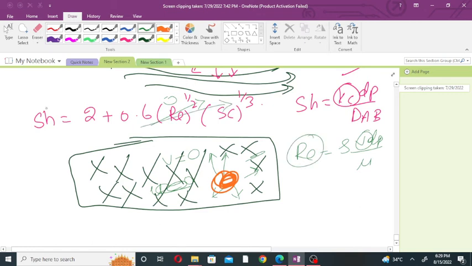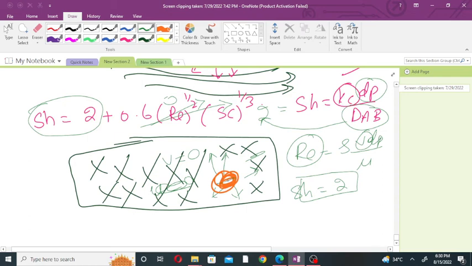In that case, the Sherwood number will be equal to 2. Once you determine the Sherwood number, which is 2, multiply this with the diffusivity of A and B, and divide by the diameter of the particle, suppose it is 1, so you will get the mass transfer coefficient. So put the mass transfer coefficient in the flux.